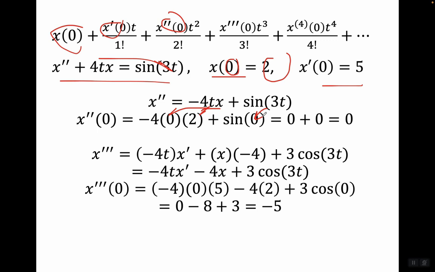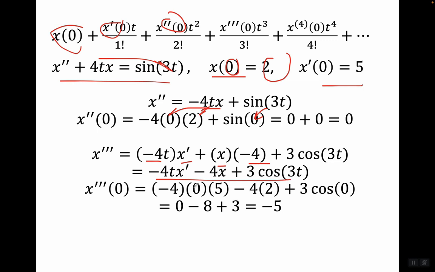X triple prime, you know the drill. So this is going to be the derivative of x double prime. And again, a massive product rule problem. So it's going to be the first, which is negative 4t times the derivative of the second, x prime, plus the second, which is x times the derivative of the first, negative 4. And then you have to pull out the 3, because the derivative of sine 3t is going to be 3 cosine 3t. Okay, so we simplify it like this.